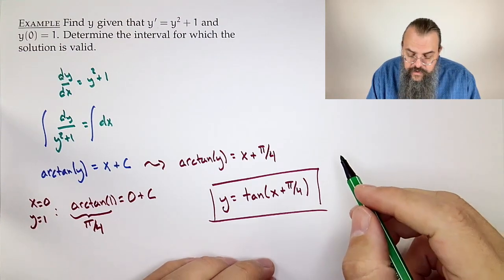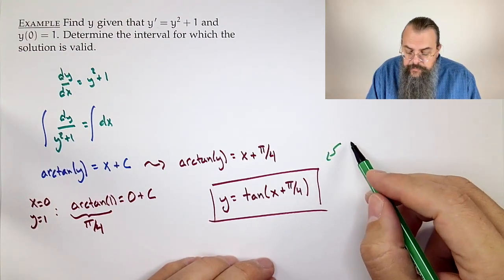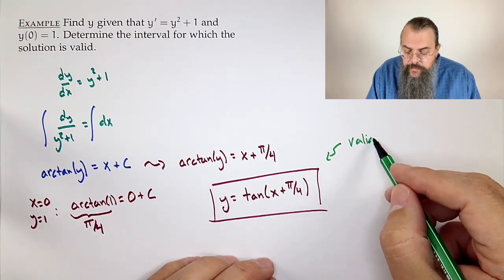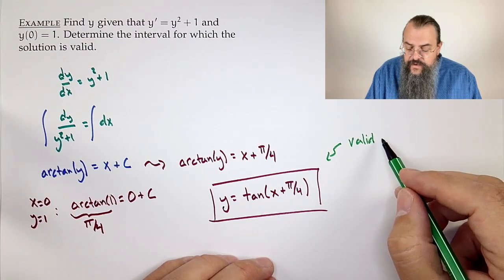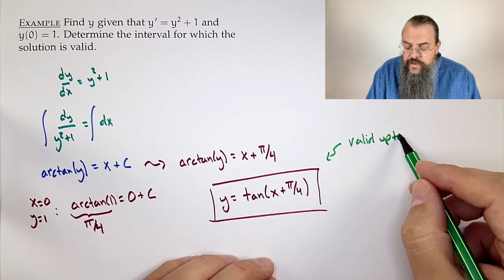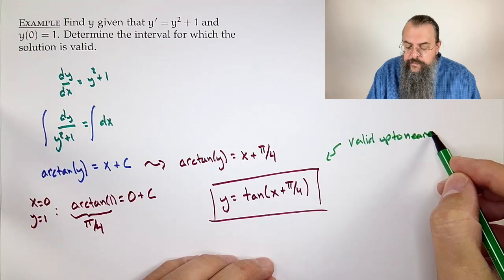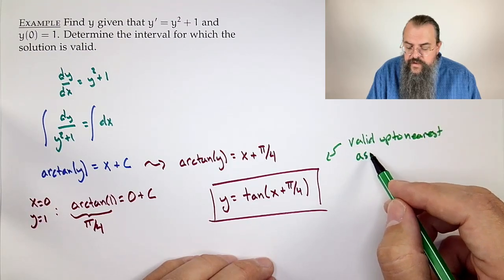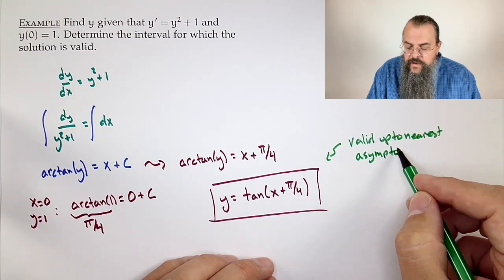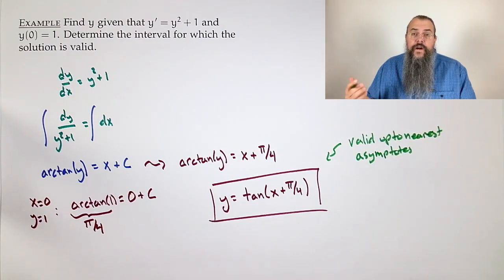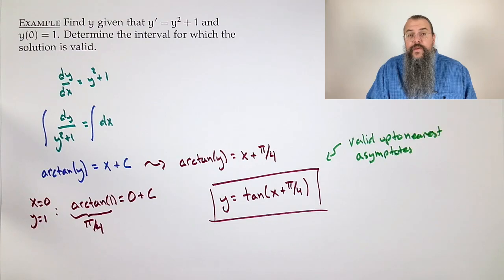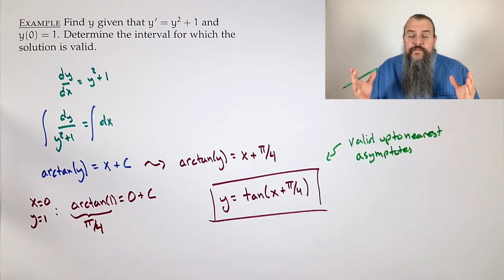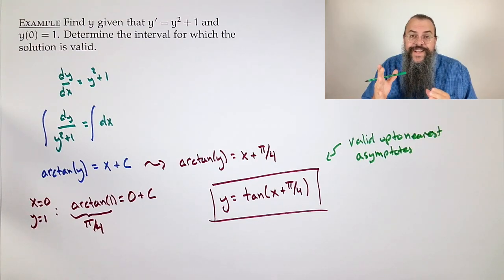Okay, so that's the key idea. So the real question becomes, where are those asymptotes? So, valid up to our nearest asymptotes. So let's think about, where does tangent have asymptotes? Well, at pi over 2. That's our first asymptote, right?